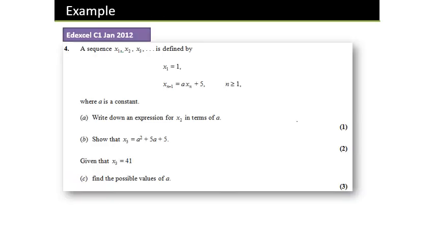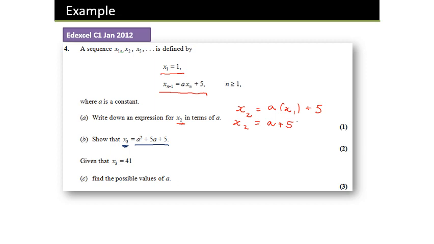So, for example, we've got this sequence here where the first term is 1 and it's defined by this recurrence relation: a, the previous term, plus 5, and the first term is 1. Write down an expression for x2, the second term of the sequence, in terms of a. So all we are going to do here, x of 2 is going to be a lots of x1 plus 5, and in this case x1 is 1, so it's just a plus 5.